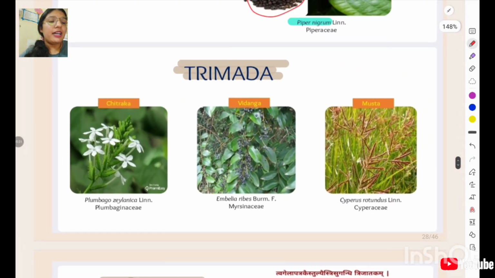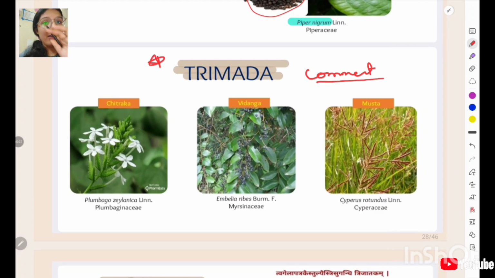Next is Trimada. I have one question for you. Comment why it is known as Trimada. Okay, I will give you one hint also: 3 means 3, and Mada in Ayurveda is intoxication. As you all agree now, this is intoxication. So why are these 3 drugs known as Trimada? You have to give me the answer in the comment section. Let's see who knows the concept behind this.